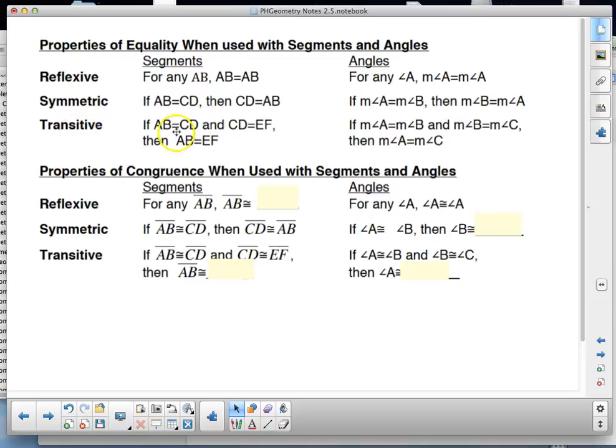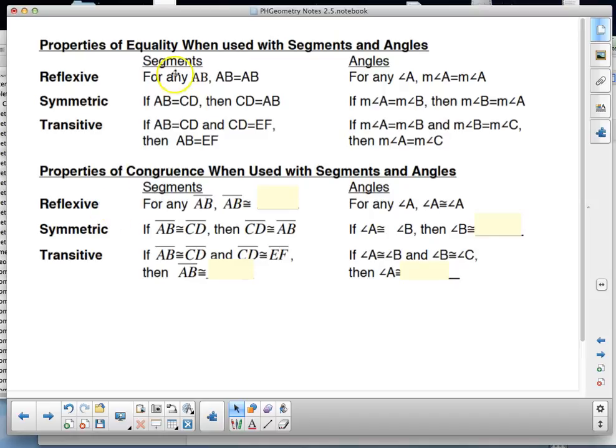Transitive, skipping that middleman. AB equals CD, CD equals EF. Notice the CD is the same. AB equals EF, and I've got it made. If the measure of angle A is equal to the measure of angle B, and the measure of angle B equals the measure of angle C, angle B can be dropped, and the measure of angle A is equal to the measure of angle C. Well, I'm going to use the same properties in congruence. Some people get confused about it, but really, when I'm using properties of equality, I'm working with equal signs. When I'm using properties of congruence, I'm using congruence symbols. So that's pretty much it in a nutshell.